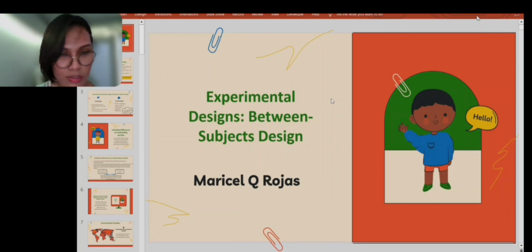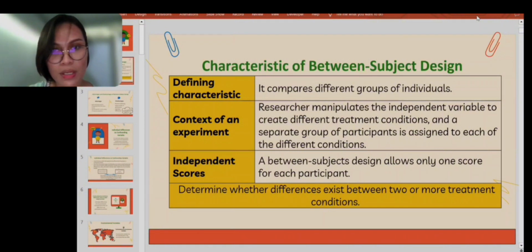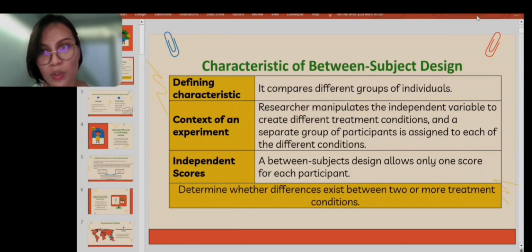being manipulated. So, in this topic, we will explore the key concepts and advantages of between-subject design in experimental research, highlighting their role in controlling for confounding variables and providing valuable insight into the factors under investigation. The defining characteristic of between-subject design is that it compares different groups of individuals.